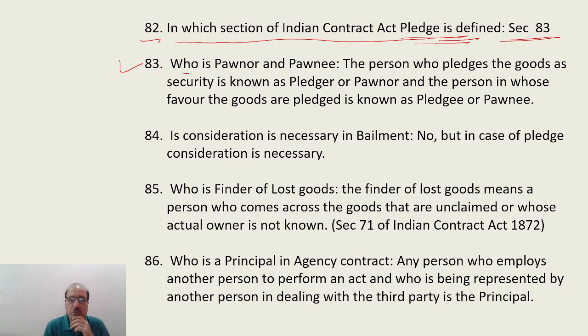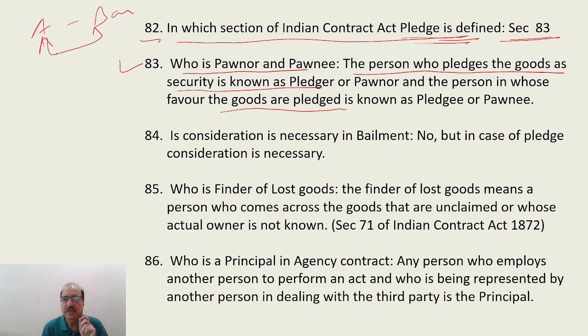Question number 83. Who is the pawner and the pawnee? The person who pledges the goods as security is known as pledger. So A and B. A delivers the goods to B under pledge. B is bank. So A is called pledger or pawner. And the person in whose favor the goods are pledged is known as pledgee and pawnee.